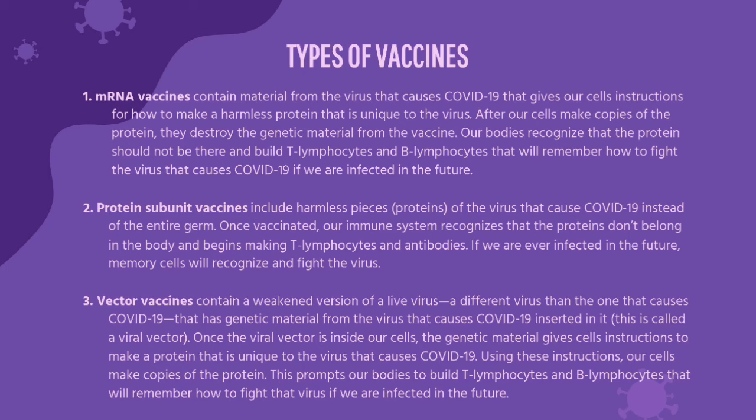Number 3. Vector vaccines. These contain a weakened version of a live virus, a different virus than the one that causes COVID-19, that has the genetic material from the virus that causes COVID-19 inserted in it. Once the viral vector is inside our cells, the genetic material gives cells instructions to make a protein that is unique to the virus that causes COVID-19. Using these instructions, our cells make copies of the protein. This prompts our bodies to build T lymphocytes and B lymphocytes that will remember how to fight that virus if we are infected in the future.